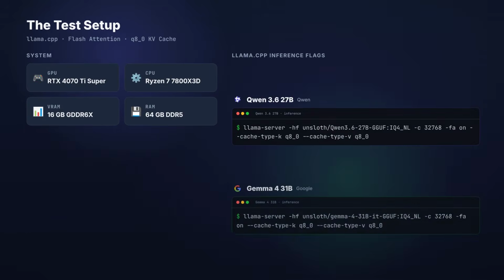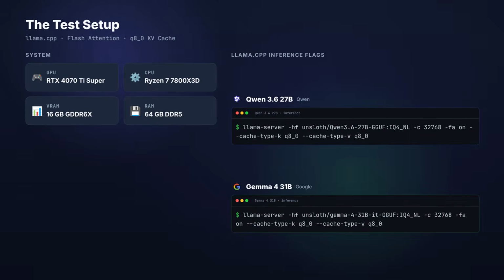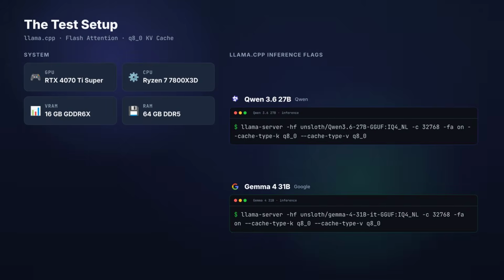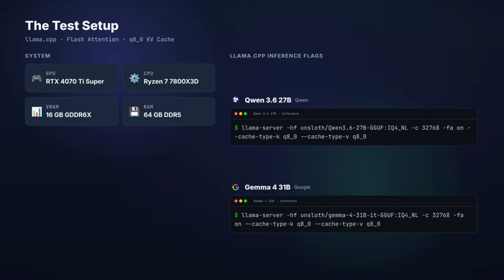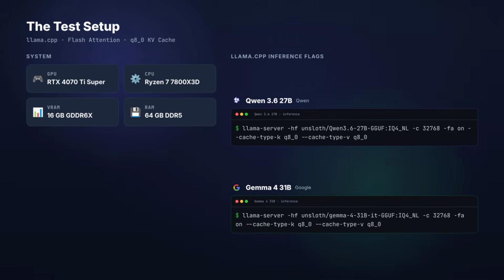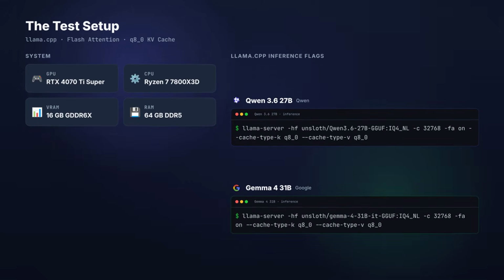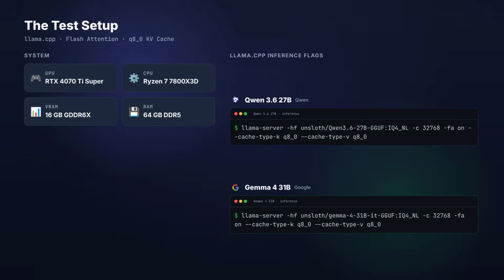Our test bench is a Ryzen 7800 X3D with an RTX 4070 Ti Super. Both models ran through llama.cpp with flash attention and Q8_0 KV cache quantization. Identical settings, 10 prompts from 30 tokens to 25,000, generating 256 tokens each.